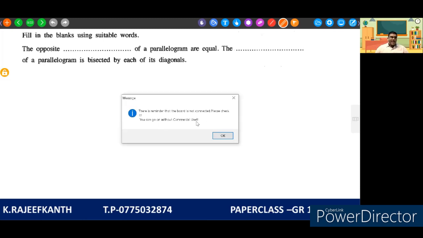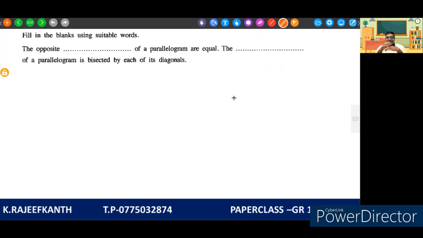The dash of a parallelogram is bisected by each of its diagonals. The opposite dash of a parallelogram are equal. The dash of a parallelogram is bisected by each of its diagonals.